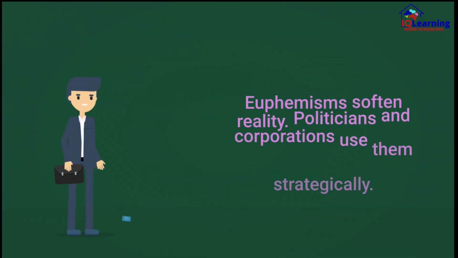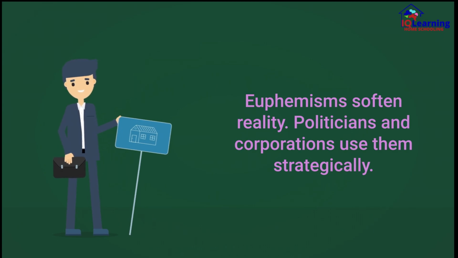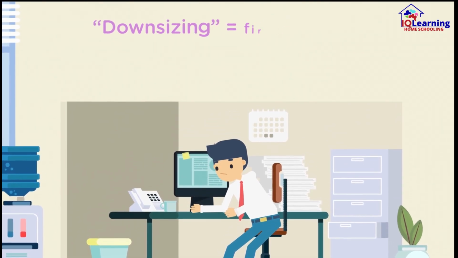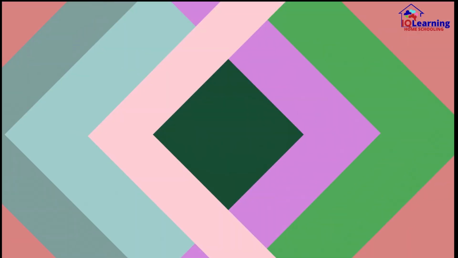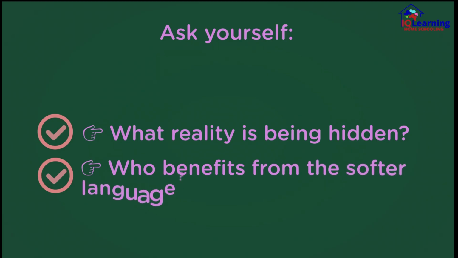Euphemism and obfuscation. Euphemisms soften reality. Politicians and corporations use them strategically. Examples: downsizing, firing people; restructuring, cutting jobs; negative economic growth, recession; pre-owned, used. Ask yourself, what reality is being hidden? Who benefits from the softer language?